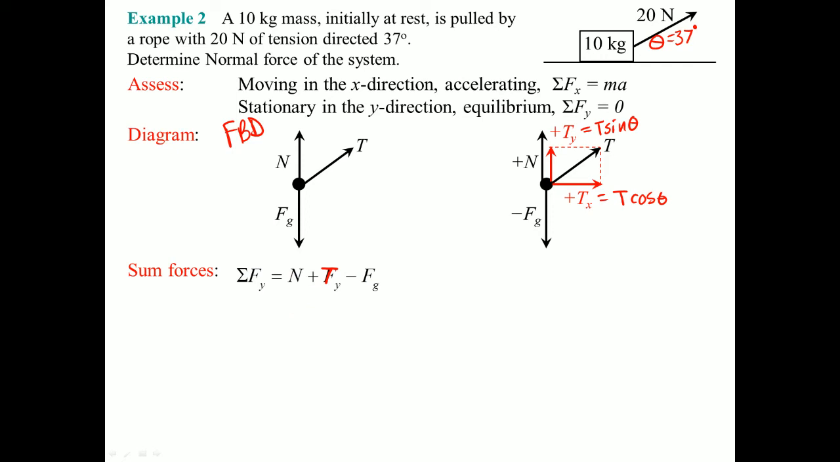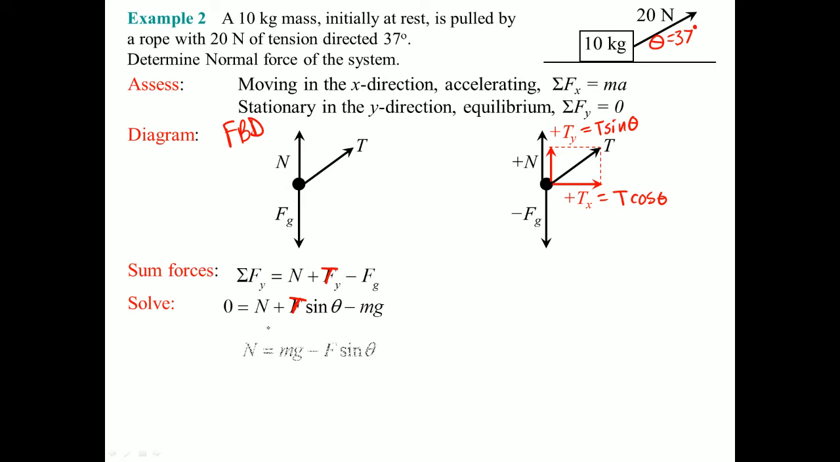So the summation of my forces in the y direction is the normal force, which is up, plus the tension force y, which is up, minus Fg, which is pulling it down. Now you can substitute. Remember, we labeled the tension y component as T sine theta, and Fg just breaks down, the force of gravity is just mg. Again, the object is in equilibrium in the y direction. That's why we substitute in 0.